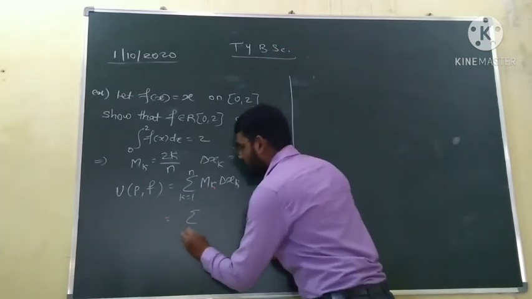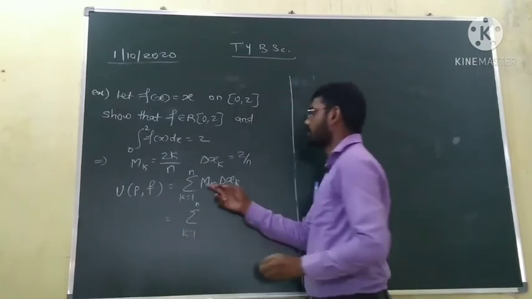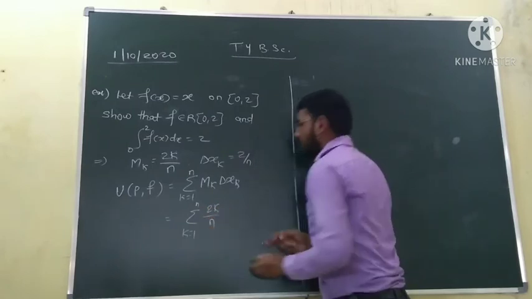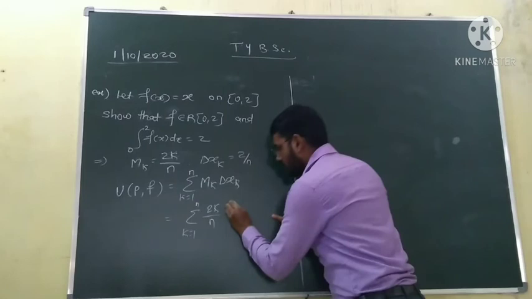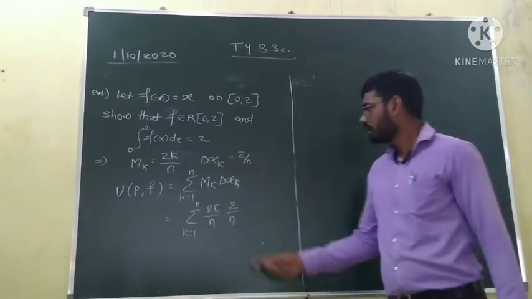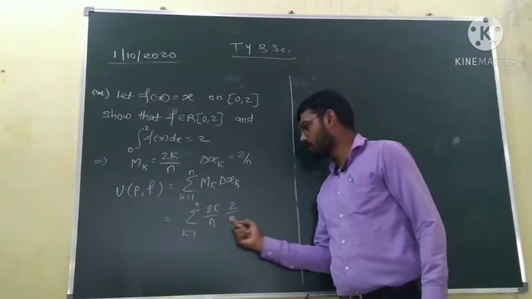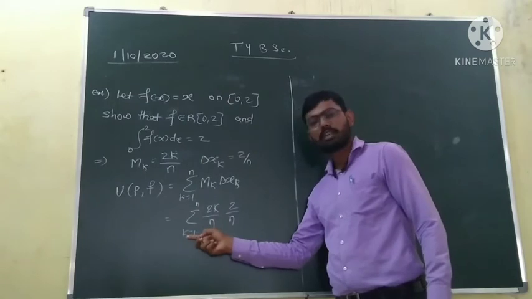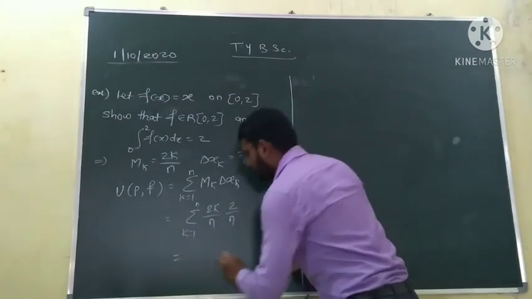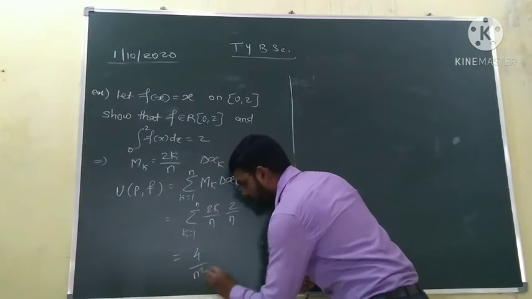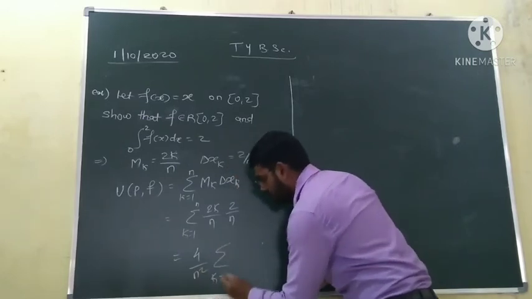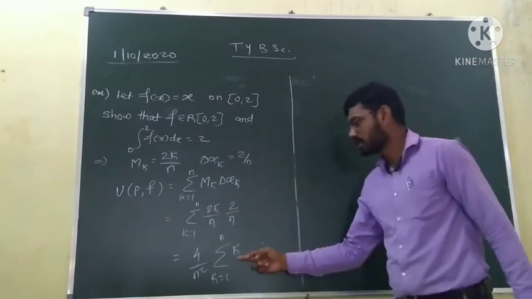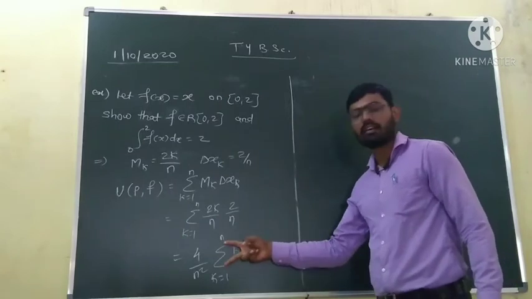Now we know the value of capital Mk and delta xk. This is the summation k equal to 1 to n. Put the value of capital Mk, which is twice k by n, and the length of kth subinterval, which is 2 by n. Now again 2 into 2, 4, n into n, n square. So we can take 4 by n square outside because the sum is over k. So this becomes 4 by n square outside, and summation k equal to 1 to n is on this k.